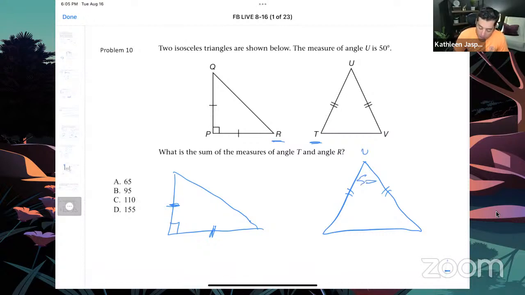And so what do you know about isosceles triangles? Two sides are the same, which means two base angles are the same. That means this angle is the same as this angle, and this angle is the same as this angle. Let's start with this one.